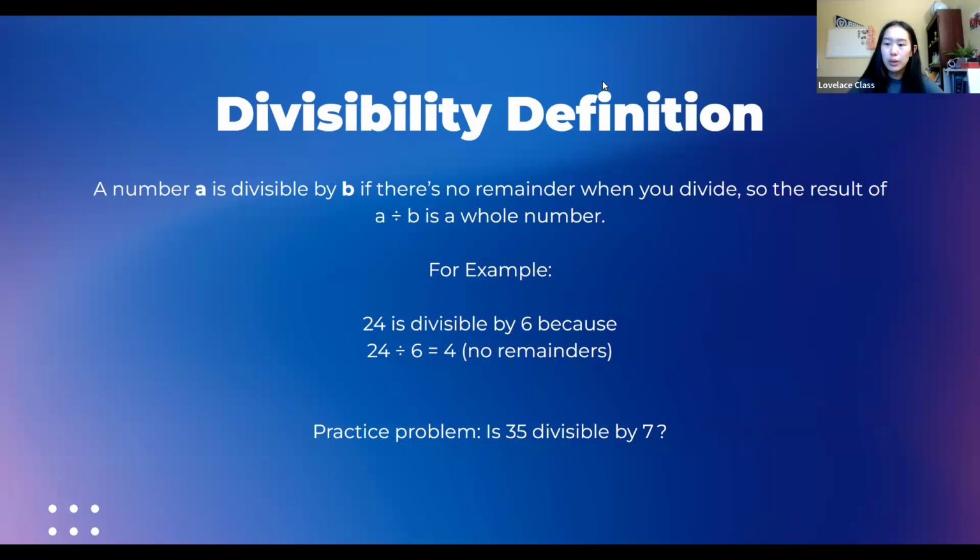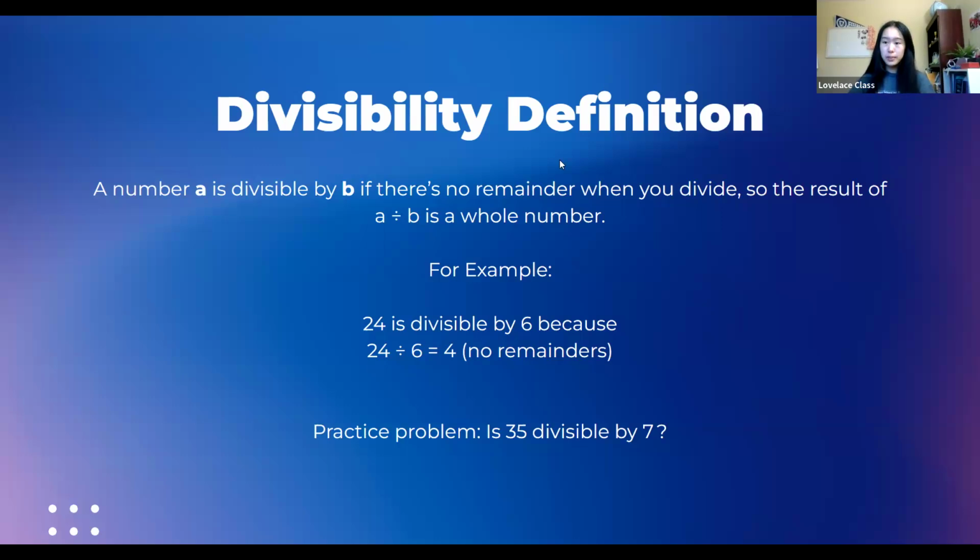Does anyone have any questions about either the definition of divisibility or any of these examples? Okay. Again, if you have any questions about this and you're just taking notes, feel free to message me. But that's the very basic definition of divisibility.